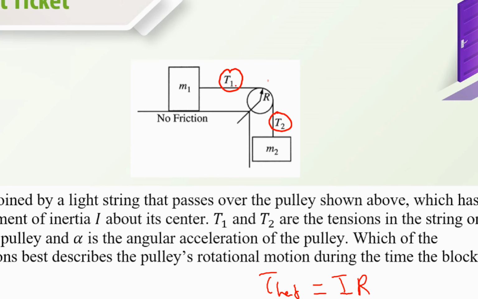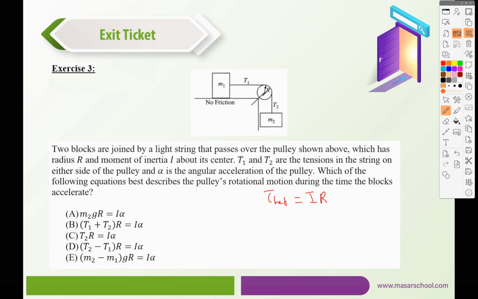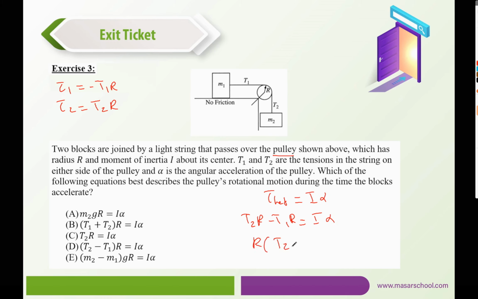Let's assume they are being applied tangentially to the rim of the pulley, which means that the torque tau1 produced by T1 is minus T1 R, and the torque tau2 produced by T2 is plus T2 R, so that would be T2 R minus T1 R is equal to the rotational inertia, which is I multiplied by alpha. Now here, if we factor out R, that would be R times T2 minus T1 is equal to I multiplied by alpha, which makes D the correct answer.